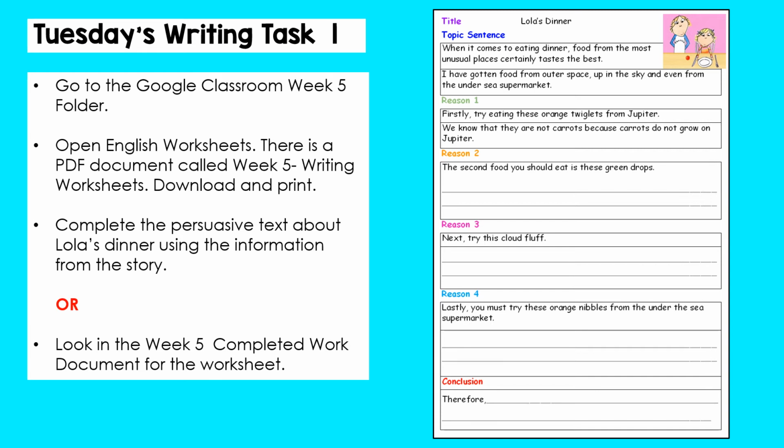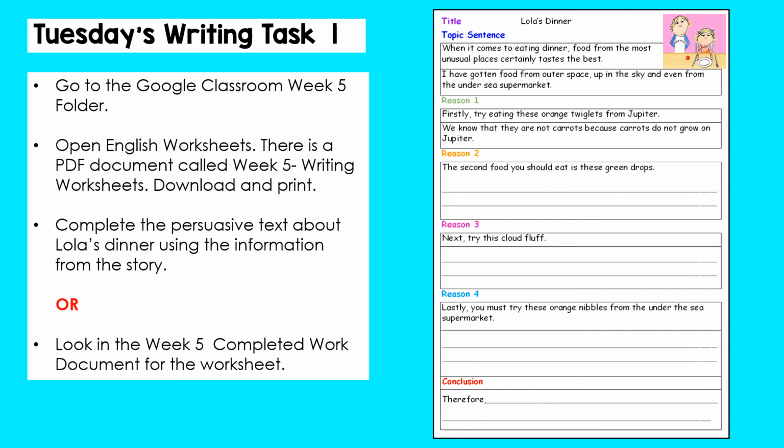Firstly, try eating these orange twiglets from Jupiter. Then remember Charlie followed it up by saying, we know that they are not carrots because carrots do not grow on Jupiter. The second food you should try is eating these green drops. Okay, so this is where you come in. You're going to finish. What was the second thing that Charlie said, or the other things Charlie said about the green drops to try and convince Lola? Do the same thing for the cloud fluff and the orange nibbles.